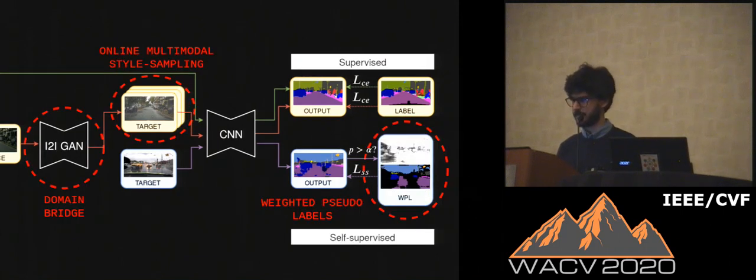We extend the pipeline with three contributions. In the unpaired image-to-image translation field, we introduced Domain Bridge, an automatic web crawling strategy used to get more realistic images and stabilize the training. In UDA, we propose a GAN-based data augmentation strategy called online multimodal style sampling and a novel self-supervised weighted pseudo-label strategy that can be used online.